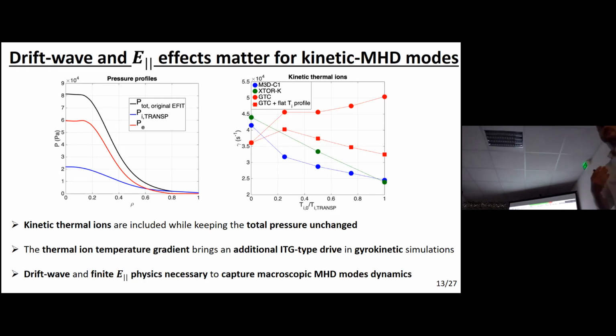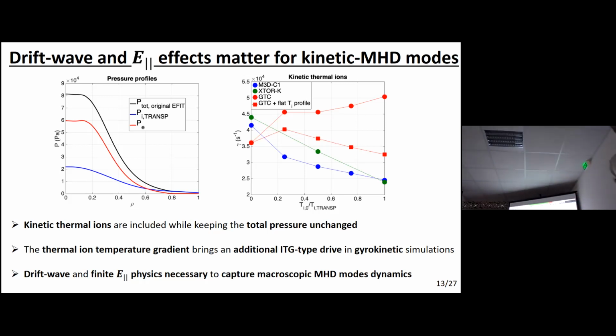In order to identify it, we used a flat TI profile in GTC. Using that, we are able to see that the results agree qualitatively now that we have a decrease, and the quantitative agreement is also reasonable, not that far away. So this means that the thermal ion temperature gradient brings an additional ITG type of drive to the simulation. And it means that the drift drive and finite parallel physics are also necessary to fully capture the MHD mode dynamics.